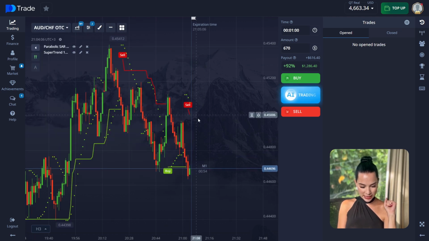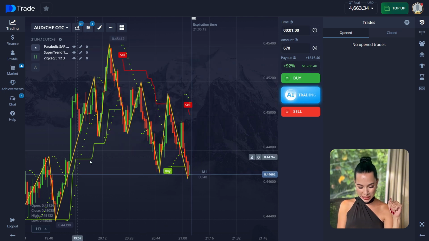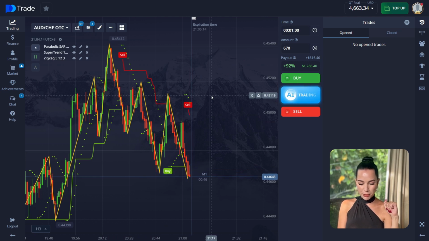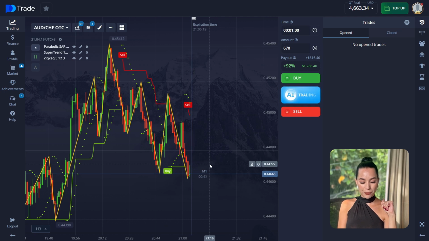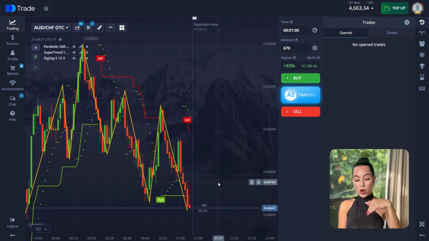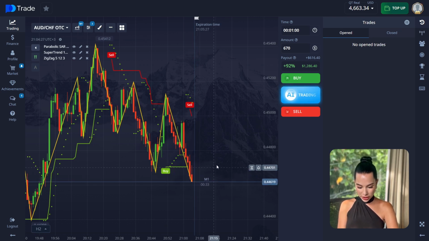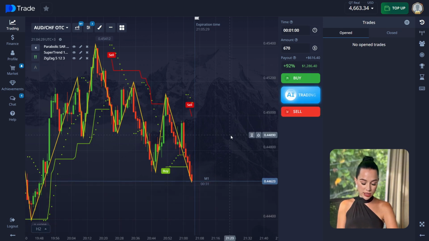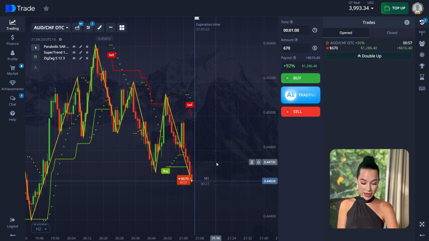So the next indicator is going to be ZigZag. I also had videos about this, but I should mention it here as well because not so many people are actually using it the way you can use it. So when we see that the ZigZag line is crossing our candles, it could show us a really strong trend. So here we can see it's a pretty strong downward trend, and the ZigZag line already crossed the candle, so that's why I opened trades down for 1 minute as well.